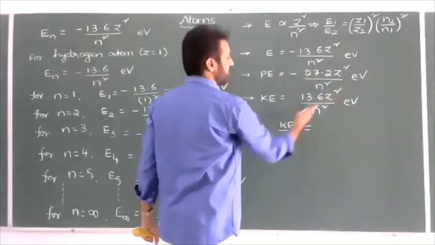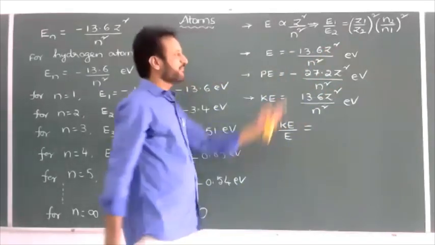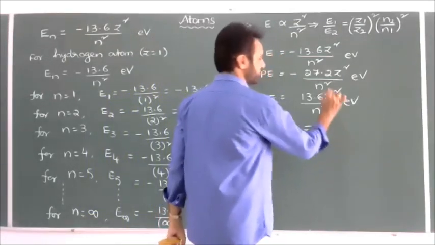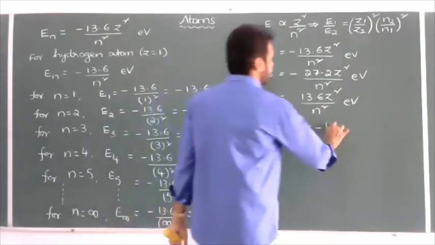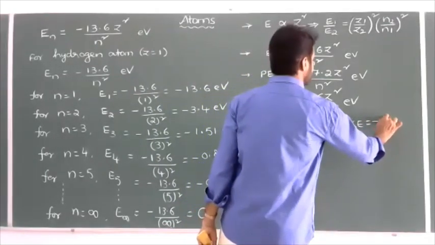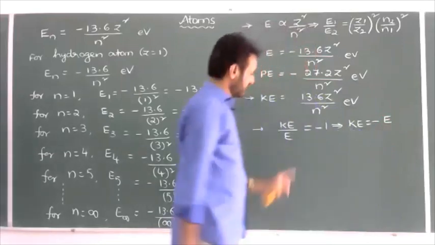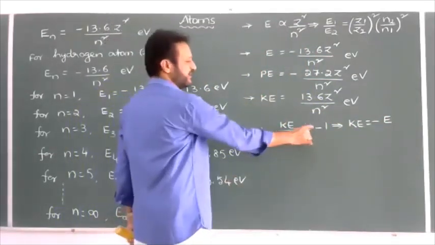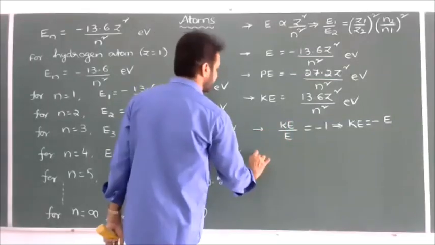So here these two will get cancelled. Only we have minus 1 there. We should write it is equal to minus 1. So that implies kinetic energy of electron in the nth stationary orbit is equal to minus E, if you take this E to the right side. So this is important, ratio of the kinetic energy to total energy.